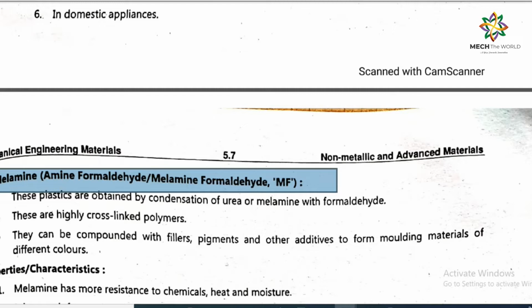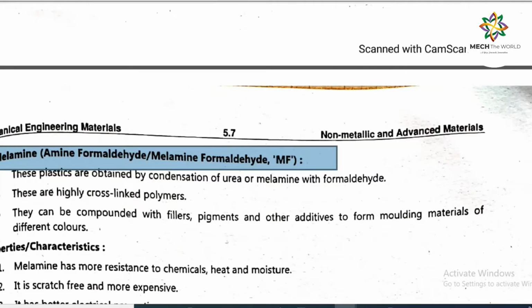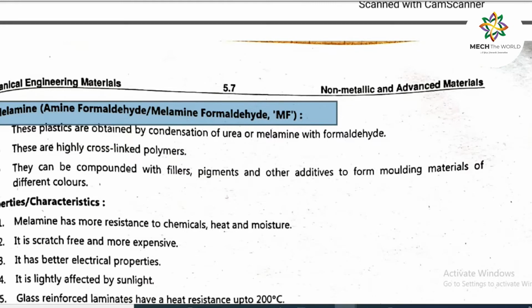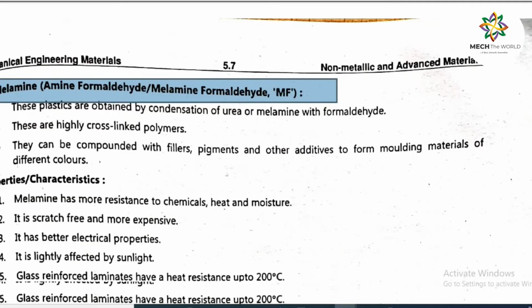By condensation polymerization of urea or melamine with formaldehyde, we can get the melamine. So these are cross-linked polymers. They can be compounded with fillers, pigments and other additives to form molding materials of different colors.